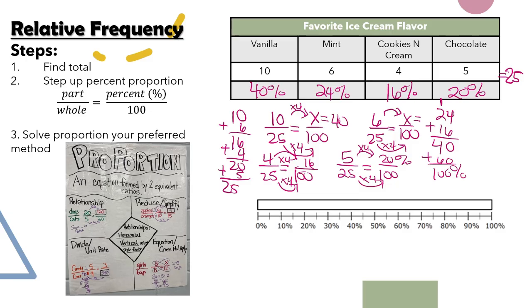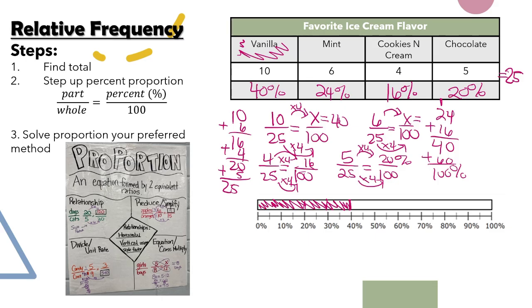So once I turn it into a percent, I will use these percents to put it on a percent bar. Now, remember, with a percent bar, it's very important that you make sure that you stop at a particular number to make sure it fills in the 100%. So let's go ahead. We know that vanilla is 40%, and I'll just use that as my red. 10, 20, 30, 40. So all this would be for vanilla.